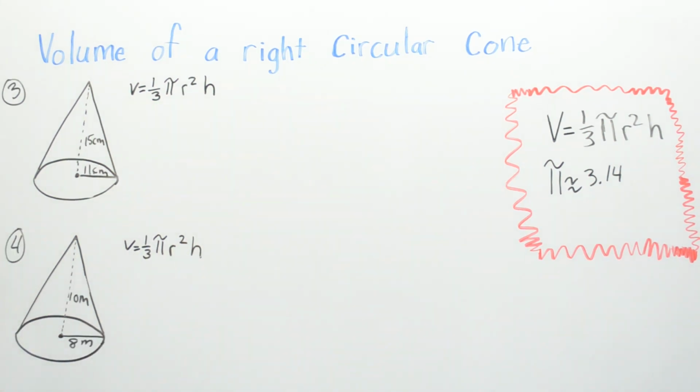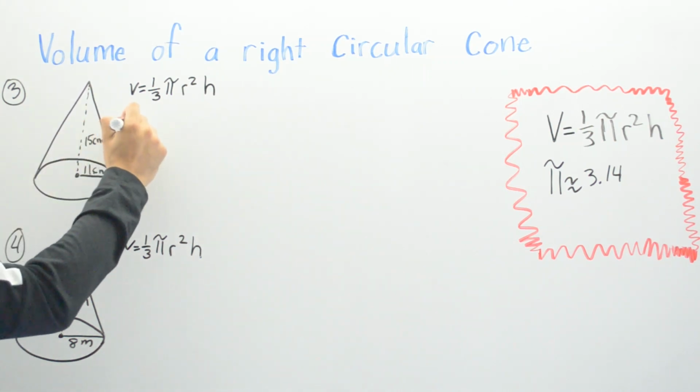In example 3 and 4, I want you to challenge yourself, like I always say. Try to solve them before I solve them. Pause the video and then press play after to see if you got the same answer as I did. If not, go check what you did wrong. So for number 3, we have our radius to be 11 centimeters and our height to be 15 centimeters. So we're just going to solve it. Once again, I'm going to skip some steps. If you think, I don't know where he got these numbers, go to the first example where I went step by step on how I got my answer.